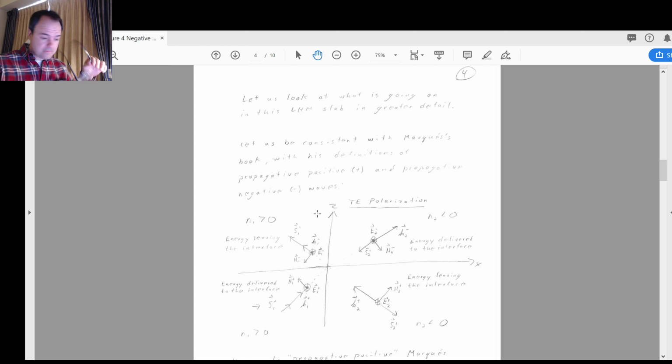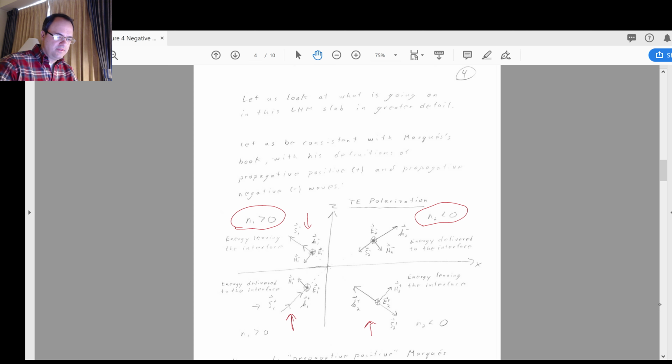We're going to stick with his definition for positive propagating and negative propagating waves. So here we have an interface along the z-axis between a normal material and a metamaterial. We're going to have an incident wave that delivers energy to the system from the regular material side, the left-hand side, and a beam that's taking energy away from that interface. Similarly, on the metamaterial side, we have a wave whose energy is propagating along the plus x direction.